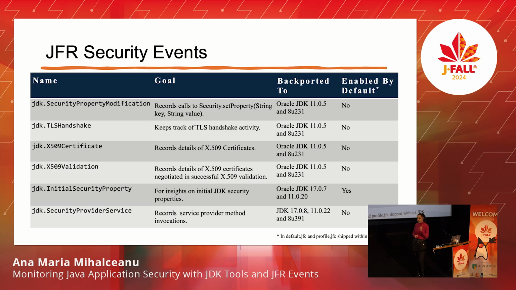That one is the only one of these six that is enabled by default in the default.jfc or profile.jfc files that are shipped with each JDK. And of course, there's another one, on security provider service, that records the provider method invocations done by your application. So these are the three. And again, they were backported to 17, 11, and 8.